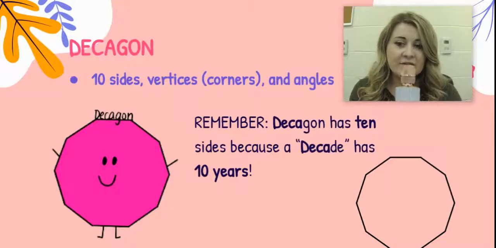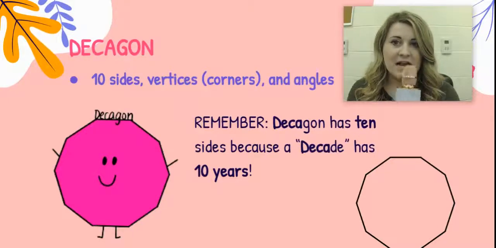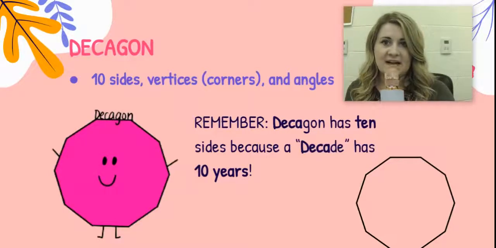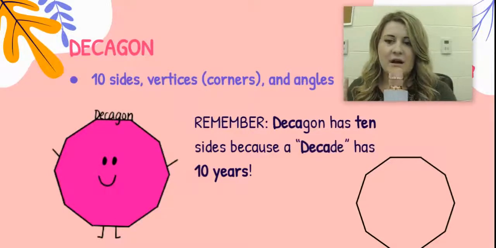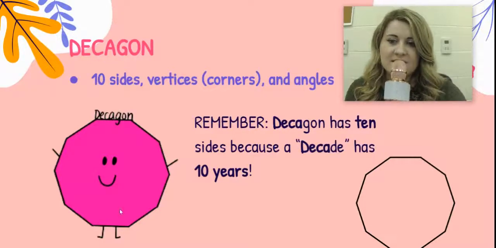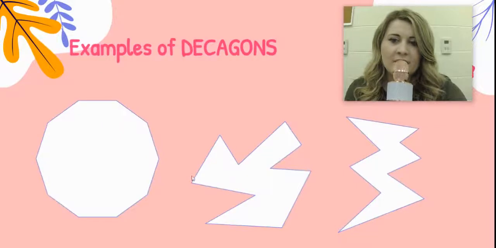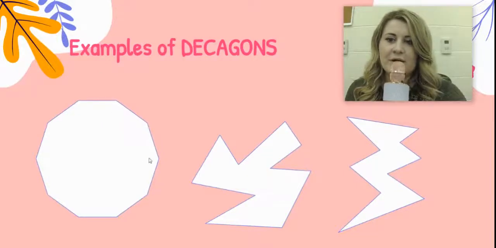And honestly, if you can figure out the rest of them, decagon's the only one left over. So decagon is 10. It is our largest polygon that we're going to talk about in 3rd grade. There are much larger polygons that have way more than 10 sides, but we're not going to get into those right now. So a decagon has 10 sides. He's super cute and happy. Look over here. We have 1, 2, 3, 4, 5, 6, 7, 8, 9, 10.